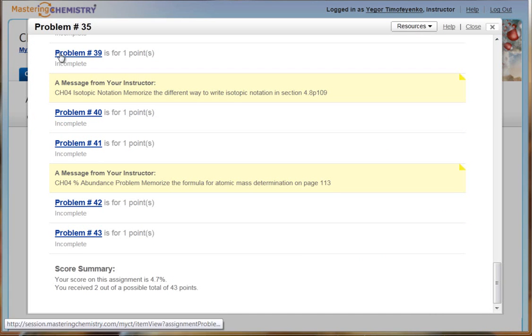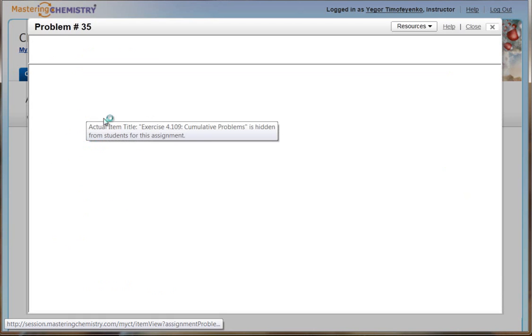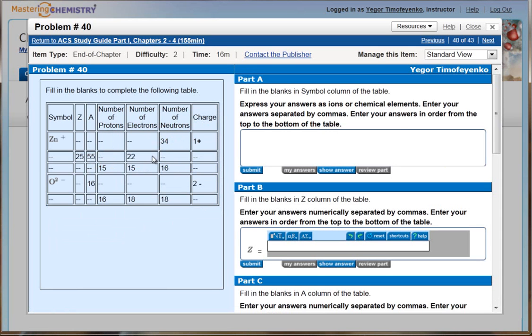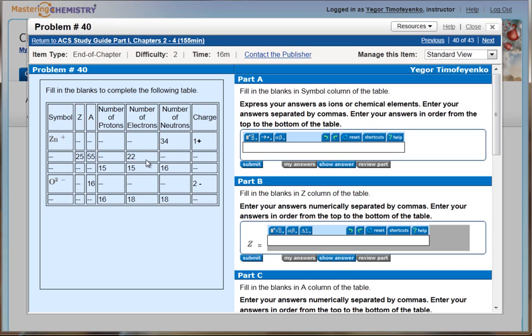The next problem type is from chapter 4. It is on isotopic notation, and let's look at it. This is kind of an all-around problem. It tests your ability to know what the different things stand for. So let me just give you an idea of what it means. Z comes from the periodic table. This is the number of protons. That's the serial number of our element. So, number of protons.